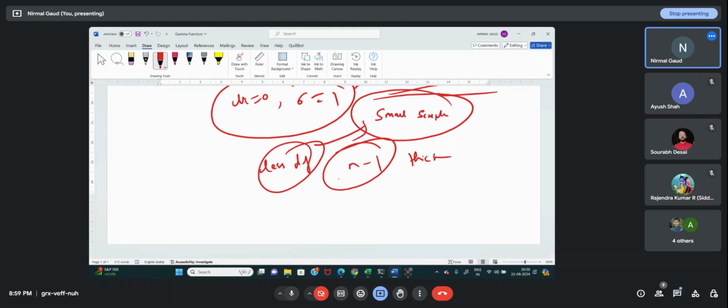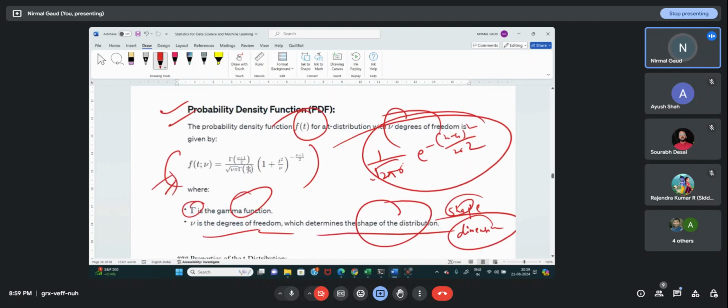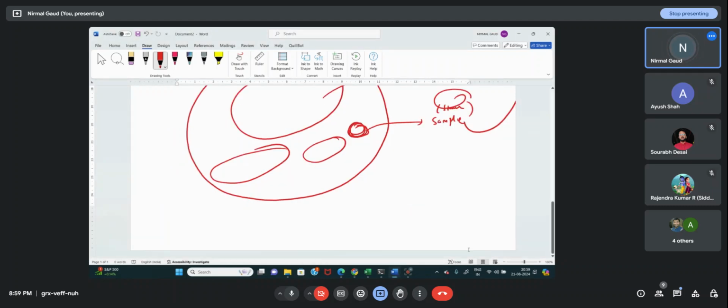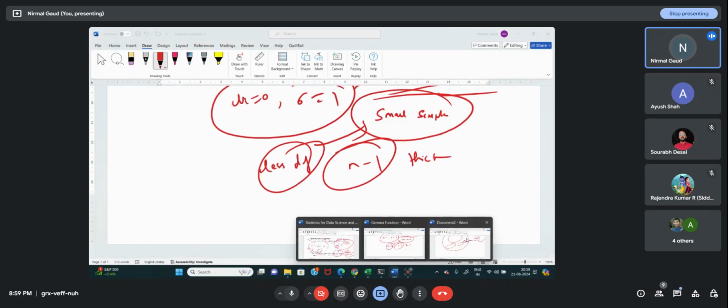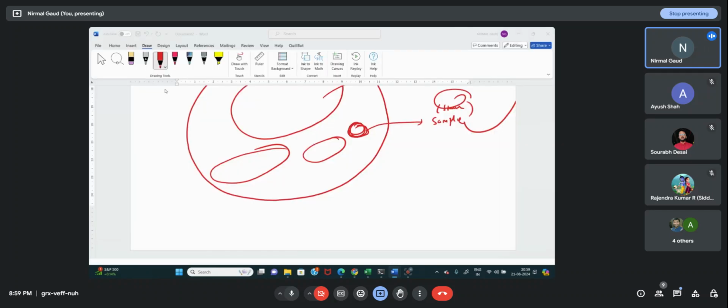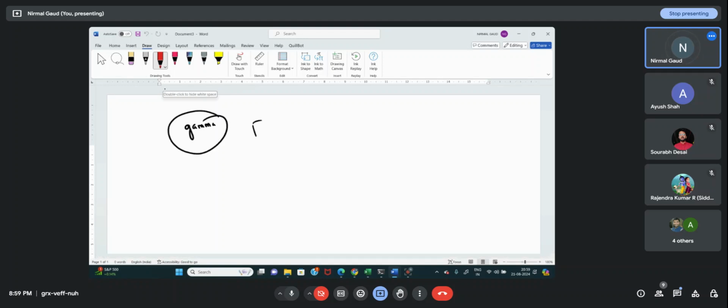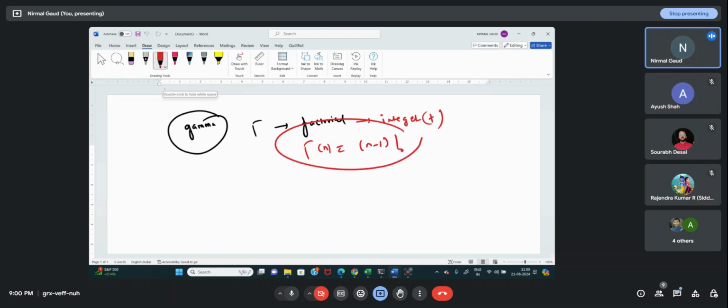You may not remember this formula, but at least if someone asks you what the gamma function is, you should be able to tell them. Okay, you're asking about the gamma function. The gamma function is related to factorial when we have a positive integer value. So gamma of n is equal to n minus 1 factorial. Easy.